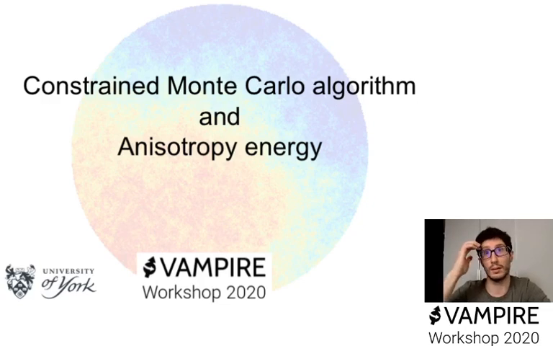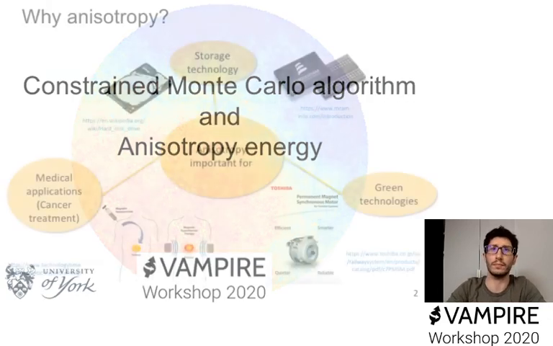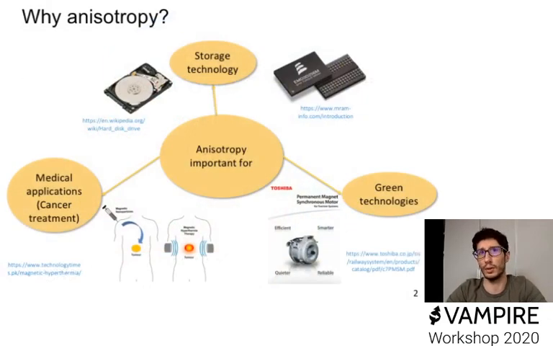Hello. In this tutorial, we will look at the constraint Monte Carlo algorithm in Vampire and in particular on how to use it to calculate and extract the anisotropy energy and its temperature dependence. Why do we want to look at the anisotropy?